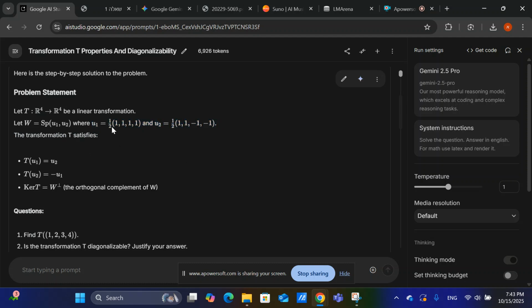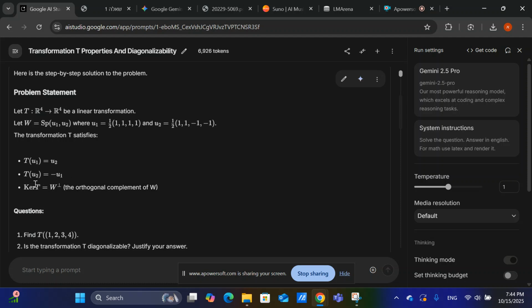Note very closely how U1 and U2 are built. We will see this, but note that they are normalized. And we will see that they are orthogonal to each other. Now we also have that TU1 equals U2 and that TU2 equals minus U1.